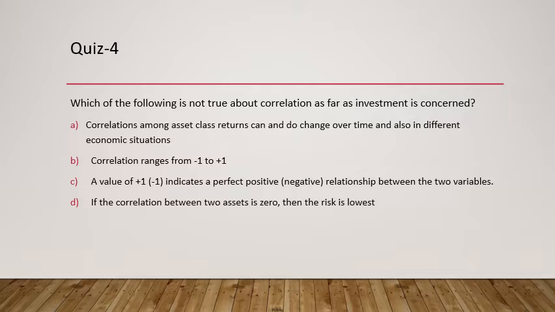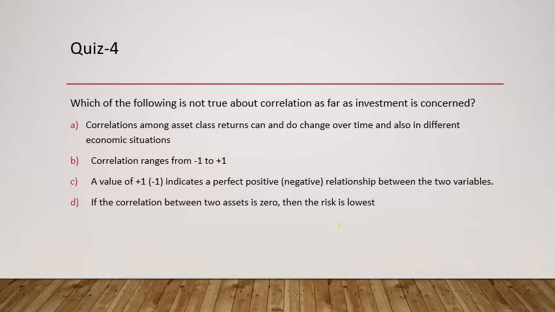Correlation ranges from +1 to -1 or -1 to +1, the way you want to say it. So that's also a fair statement. A value of +1 or -1 indicates a perfect positive or negative correlation between two variables, which is also correct. So invariably, this is incorrect. So the last one which we see here is incorrect.